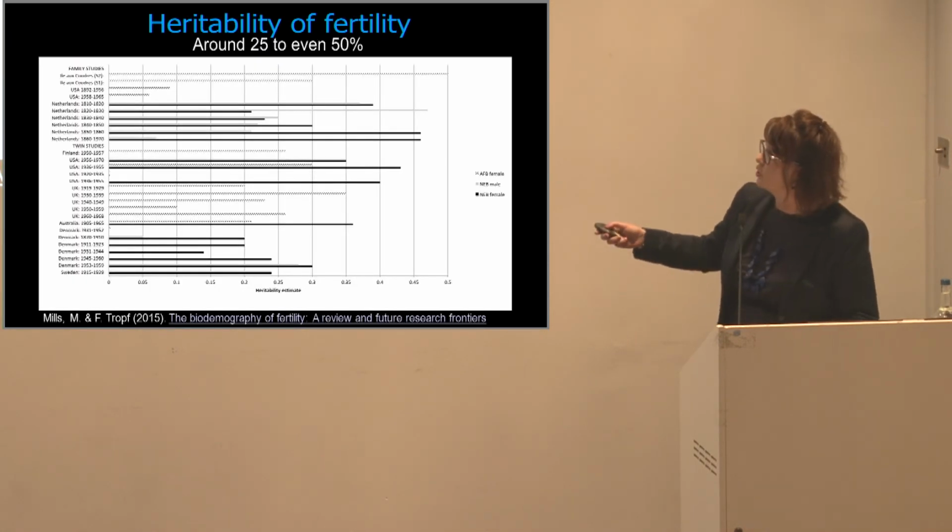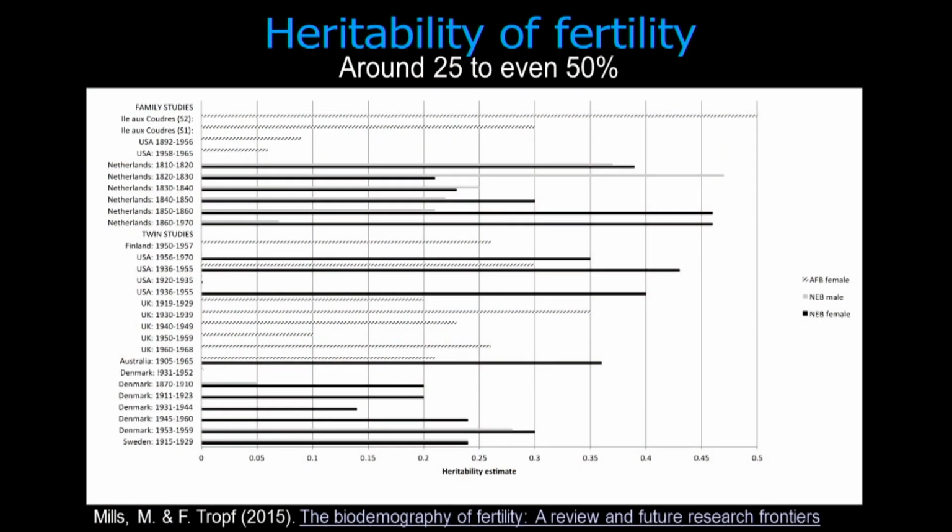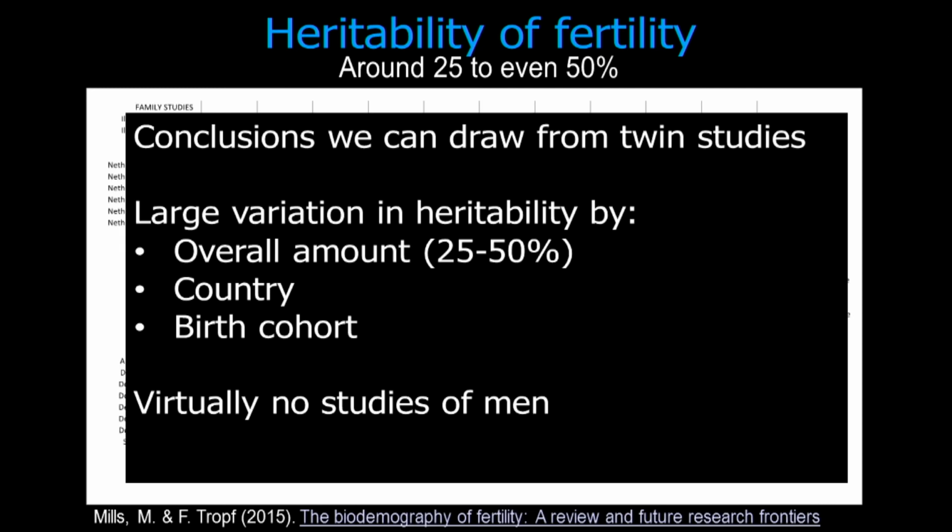So this just shows a summary we did of all the twin studies that looked at heritability of age at first birth and the number of children ever born. And I don't want you to go through all of it, but what you should see is, wow, there's a big difference across countries, and there's a big difference across birth cohorts. So that's what we found. We kept seeing this.